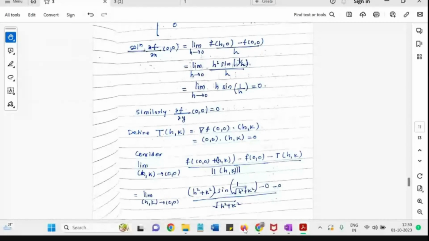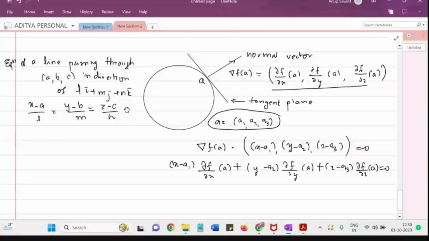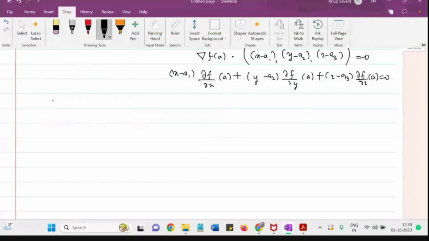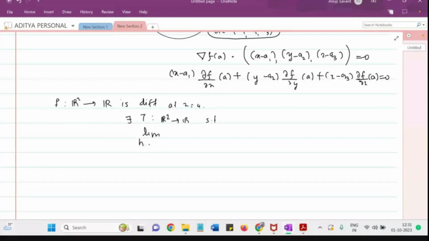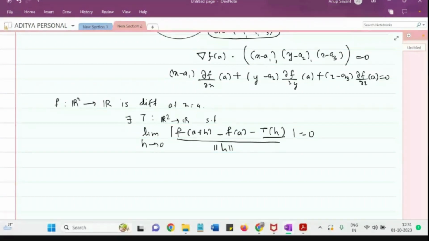Okay, let us recall what we have done. We have seen that a function f, and I'm talking about a function from R2 only, let us not complicate the situation, is differentiable at x equal to a if you are able to find a linear transform T from R2 to R such that limit h going to 0, where h is nothing but (h, k), of modulus of f of a plus h minus f of a minus T of h, divided by norm of h, is equal to 0. Then T of h is defined as the total derivative.